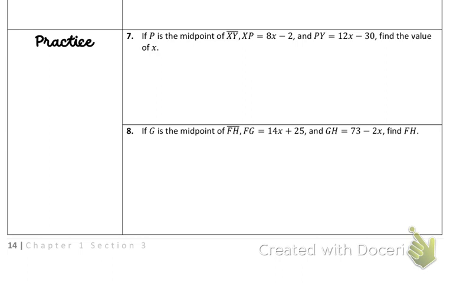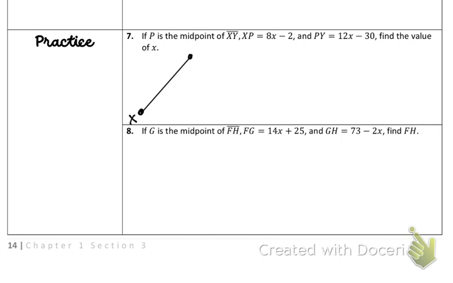It says if P is the midpoint of XY and XP equals 8x minus 2 and PY equals 12x minus 30, find the value of x. Now this is slightly different than what we're doing. This is something we've done before where we need to picture what's happening here: we have a line XY that has a midpoint P on it. So it's always a good idea to draw that picture.